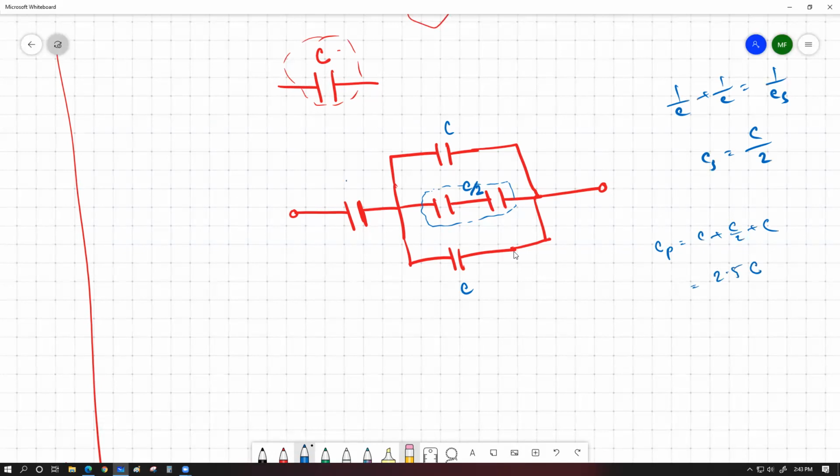And then we have to apply the series formula for these two as well. So now I actually have to do some calculation. The final series combination is going to have a capacitance of 1 upon C plus 1 upon 2.5 C. Actually, I have written it wrong. This should be 1 by CS. So 1 by CS equals, C is the LCM, 2.5 plus 1 is 3.5, so CS should be equal to C divided by 3.5. Is my LCM okay?